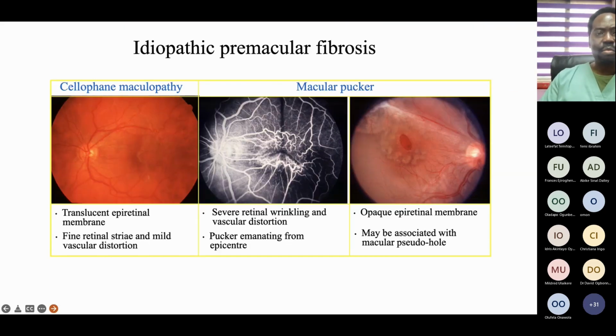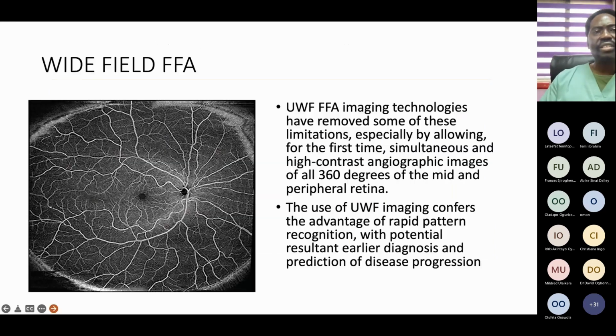So look at idiopathic premacular fibrosis, also what is called macular pucker or cellophane maculopathy. On FFA, you can actually see more of the wrinkling in the area, and you can see the vessel tortuosity much better than you would on just a fundus photograph. Wide field angiography is now very much available in many places, and it helps us to be able to diagnose a lot of disorders that hitherto we were not able to identify.